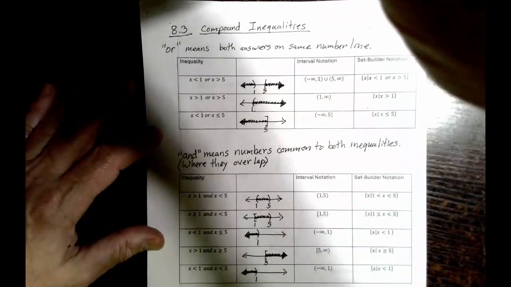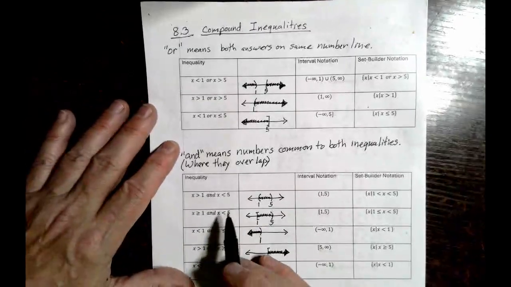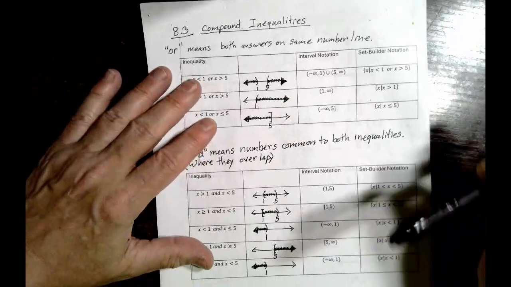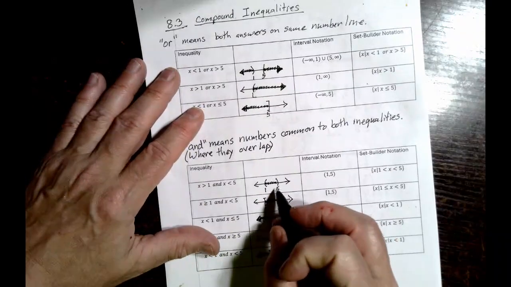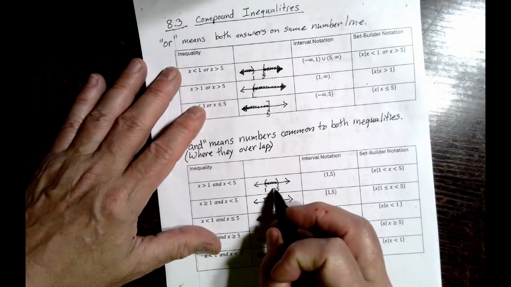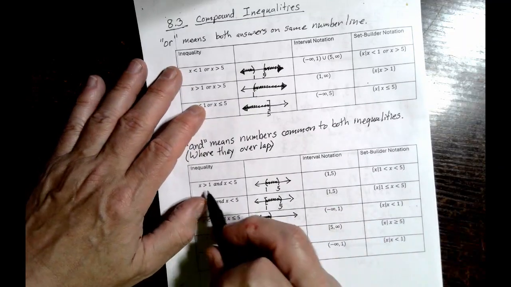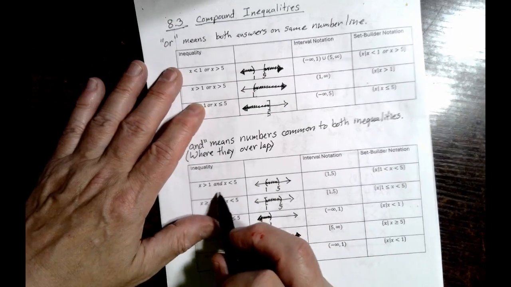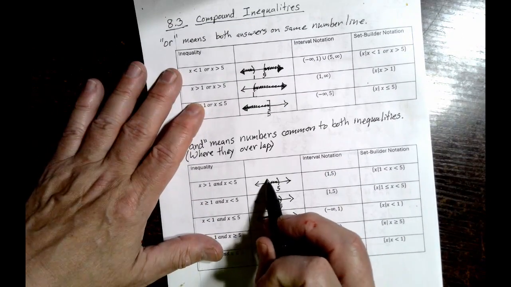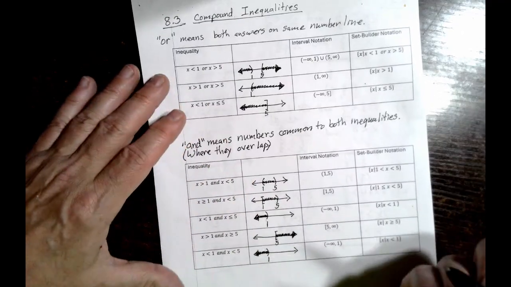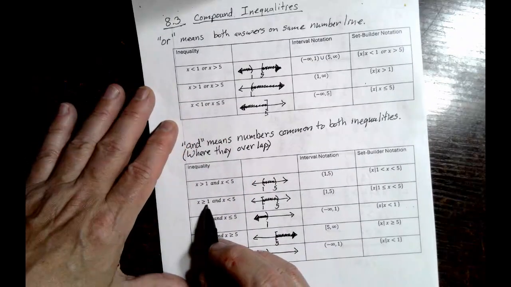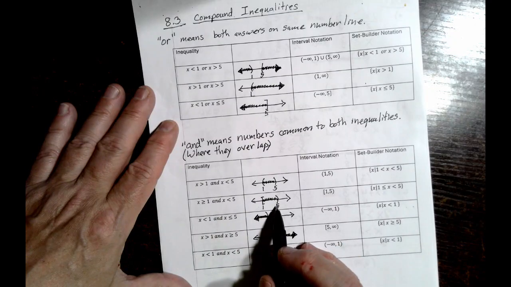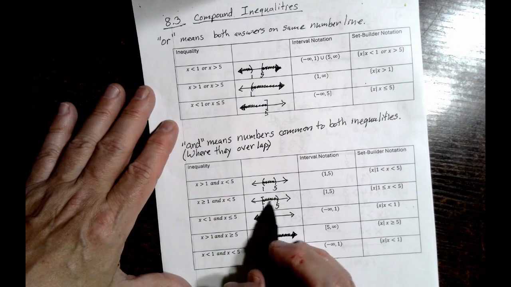Now, what does "and" look like? "And" is where they overlap. If you draw them both on two separate number lines, and then you look at where the two overlap, and when you combine where they overlap, that's your answer. So if you think about greater than 1, so 1 to infinity, and then less than 5, 5 to minus infinity, well, they overlap between 1 and 5. Okay, and then greater than or equal to 1, that's bracket 1 to infinity, and then less than 5, that's parentheses 5 to minus infinity, and so they overlap here.